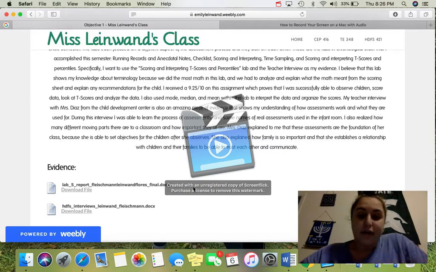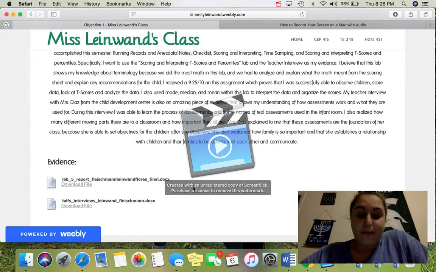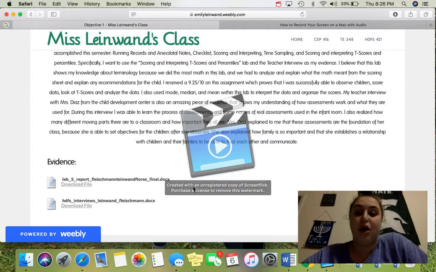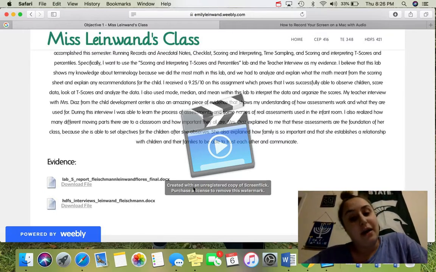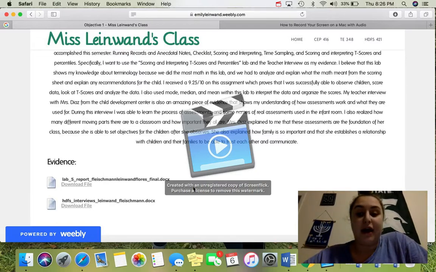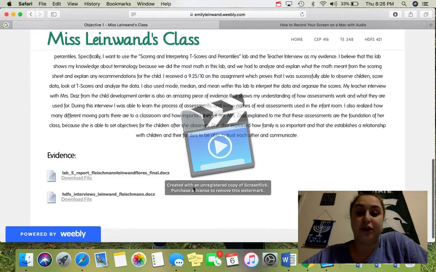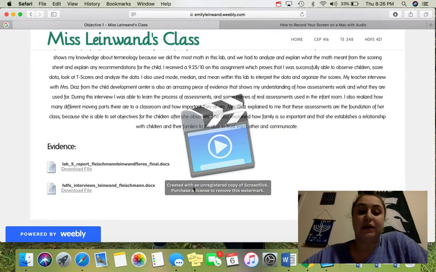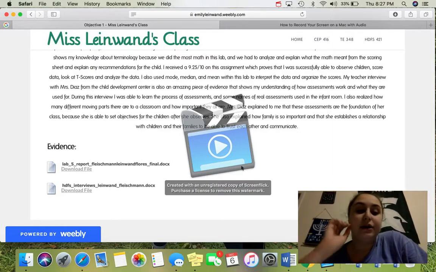For Lab 5, I felt that this lab really showed my knowledge about terminology because we did the most math in this lab, and we had to analyze and explain what the math meant from the scoring sheet and explain recommendations for the child. I received a 9.25 out of 10 on this assignment, which I believe shows that I am successfully able to observe children, score data, look at T-scores and analyze data. I also used mode, median, and the mean to interpret data and organize the scores.